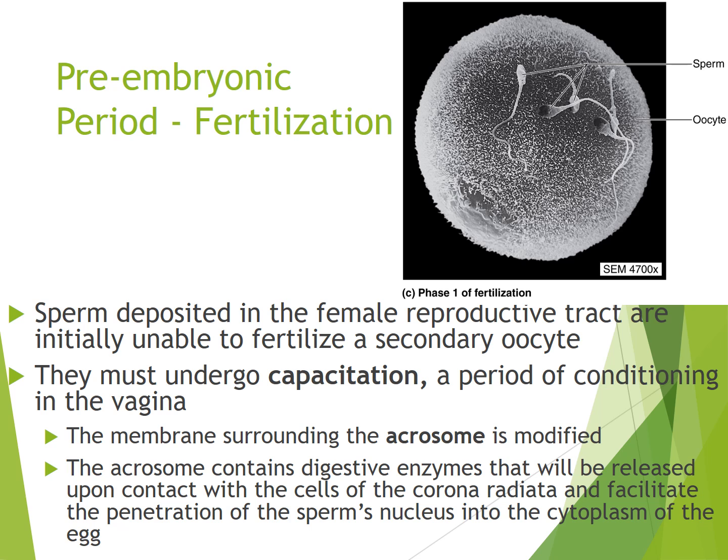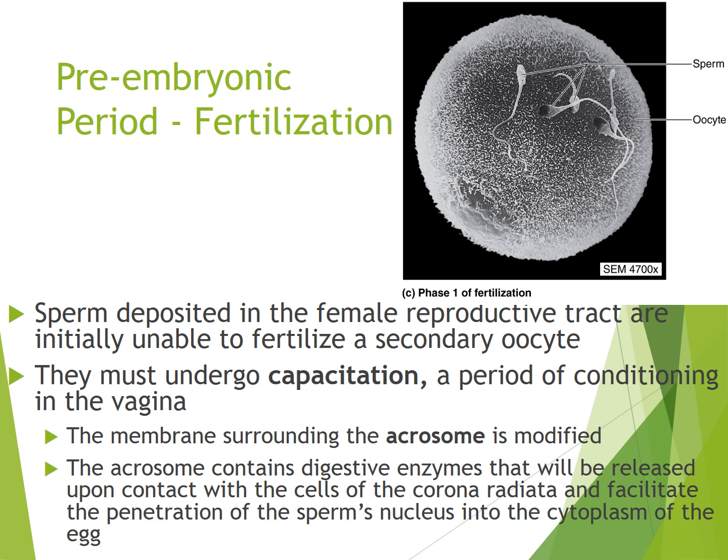Before the sperm can be successful in terms of fertilization, there has to be a period of conditioning, which is known as capacitation. During capacitation, a glycoprotein coat and some proteins are removed from the sperm plasma membrane. This allows the sperm to respond to the different signals from the oocyte, and to find where the oocyte actually is within the female reproductive system.